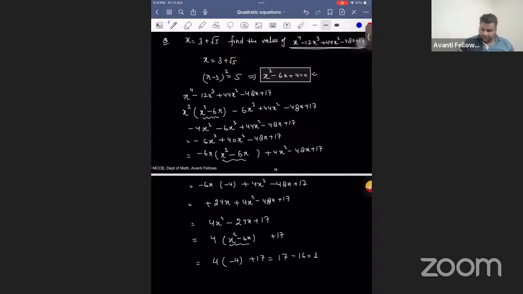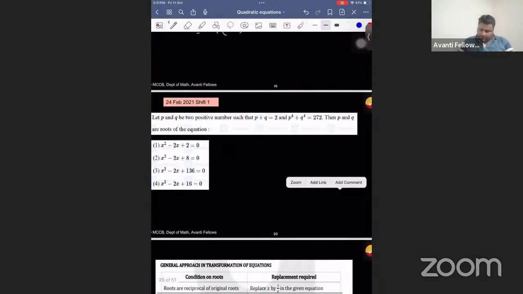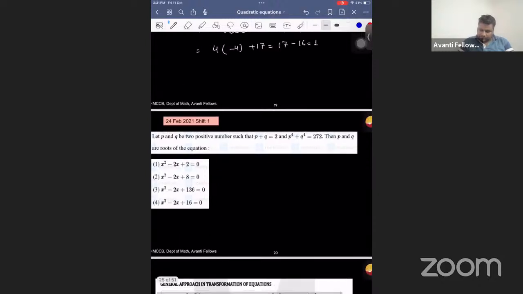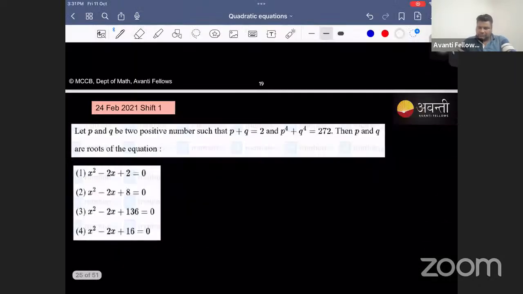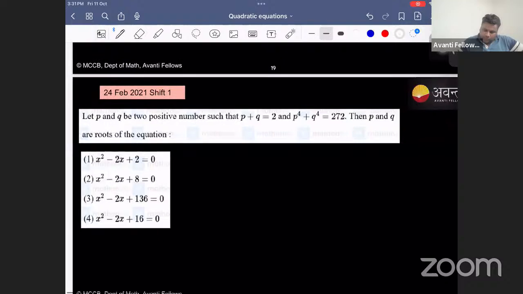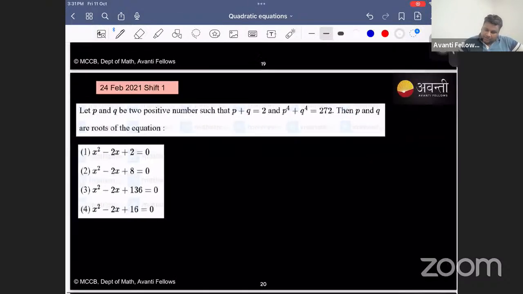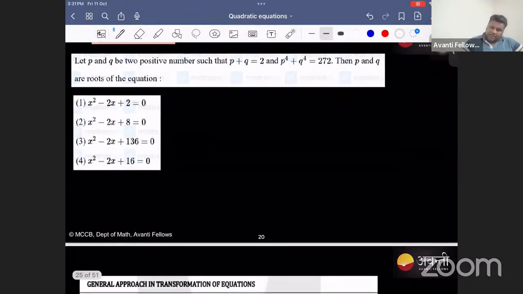Got it? Now, let's try this question. P and Q are positive numbers such that P plus Q is 2 and P to the power 4 plus Q to the power 4 is 272. Then P and Q are the roots of which equation? Give it a try.